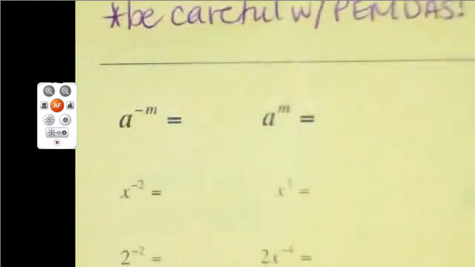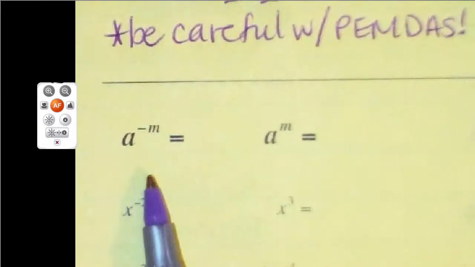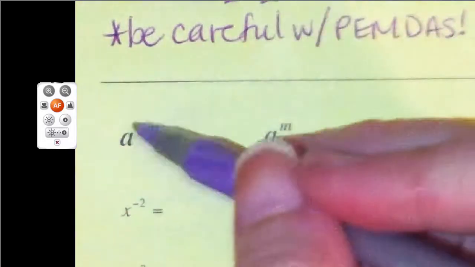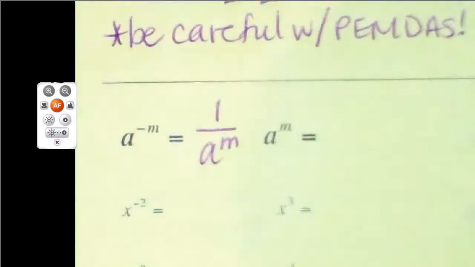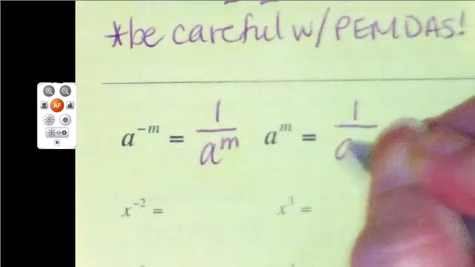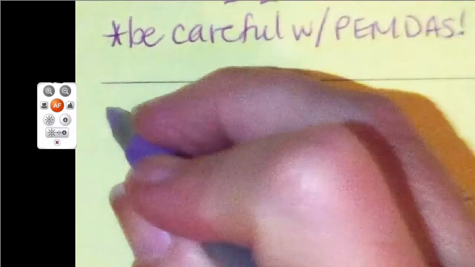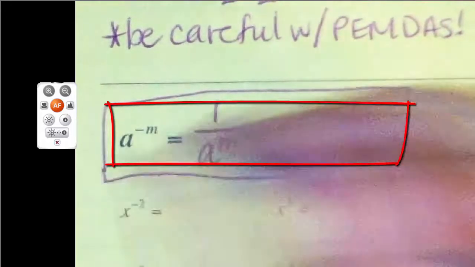Our third rule is our negative exponent rule. When I have a negative exponent, you want to think fraction, or even more importantly, reciprocal. So a to the negative m is 1 over a to the m. Likewise, a to the positive m is equal to 1 over a to the negative m. That's our next rule.